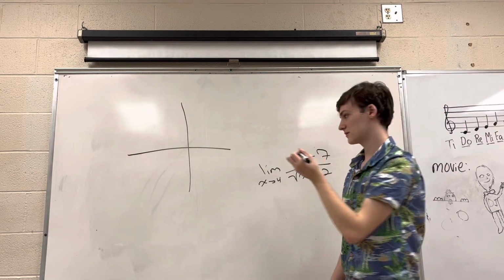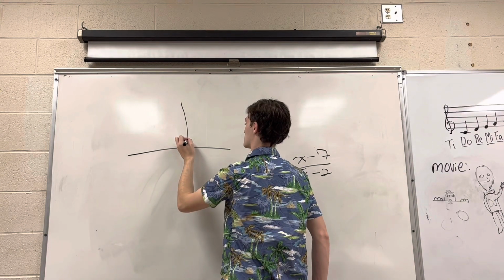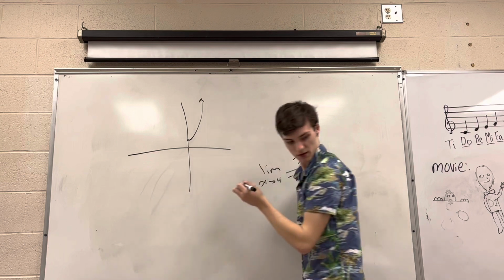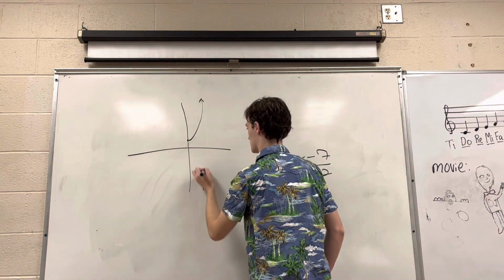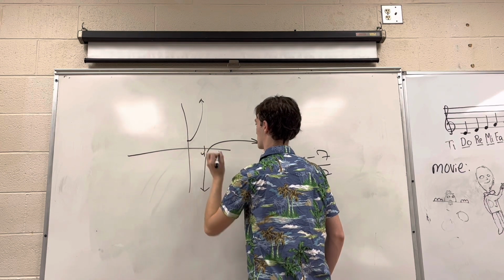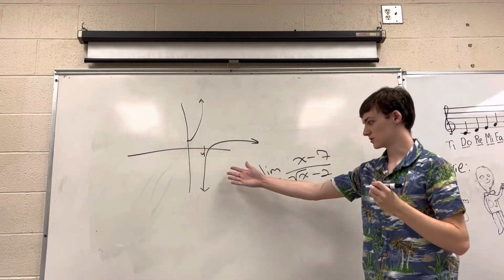So we have a graph here. The function is going to look like this. We have a point here, up, and then this is going to go like this. And this is x equals 4. So this is what this function looks like on a graph.